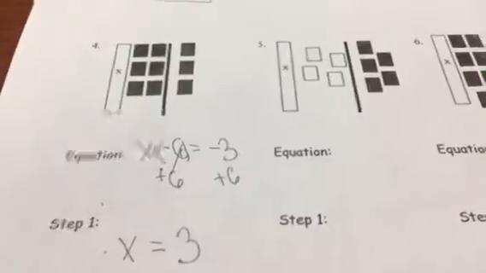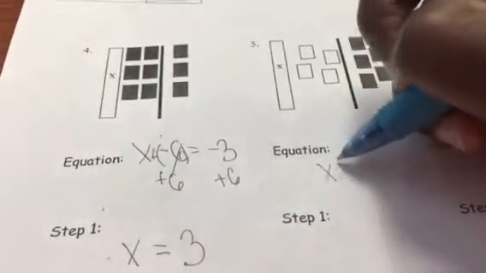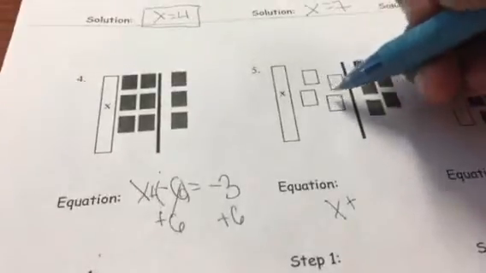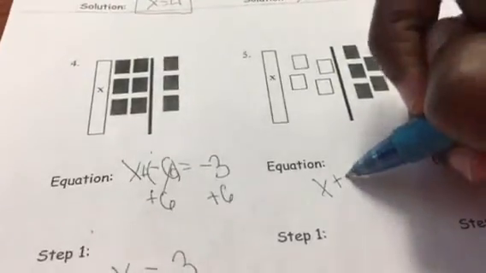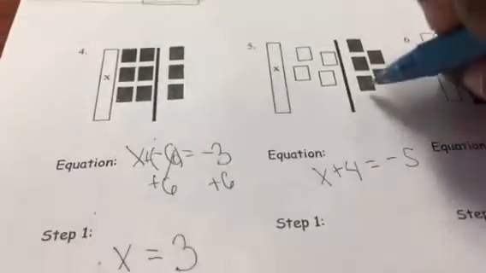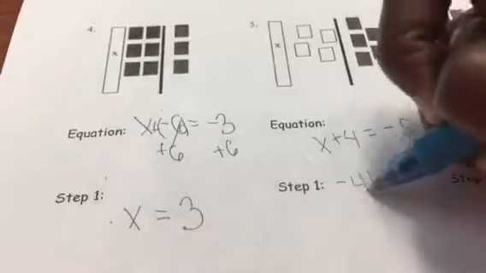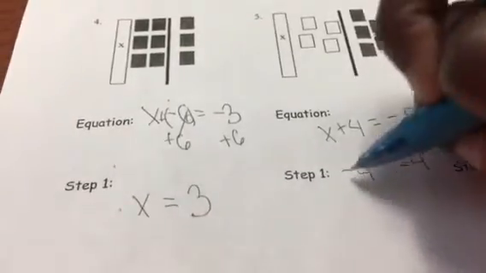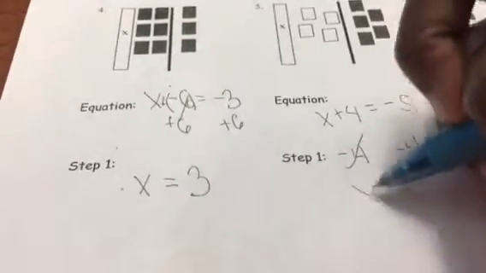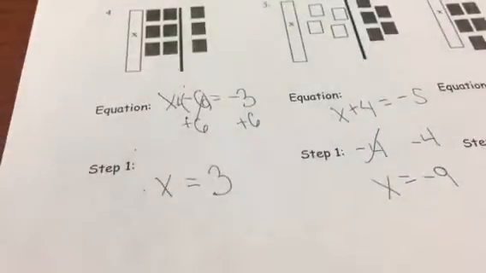On this second one, on the left side, you would have had x plus 1, 2, 3, 4 equals -5. It's -5 because they're shaded. So for your first step, you should have subtracted 4 on both sides. That canceled, and your answer was x equals -9.